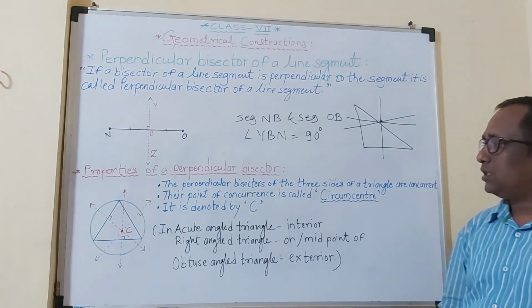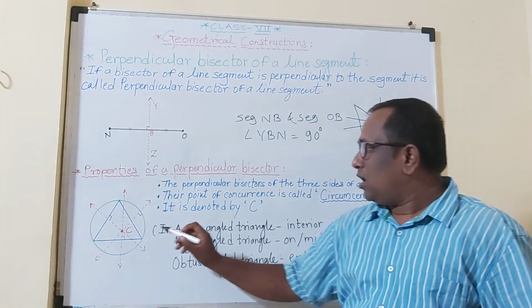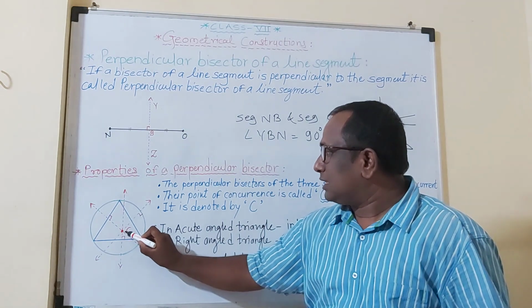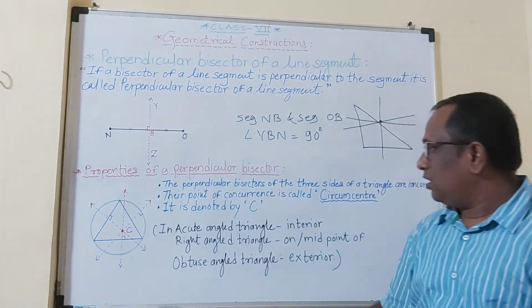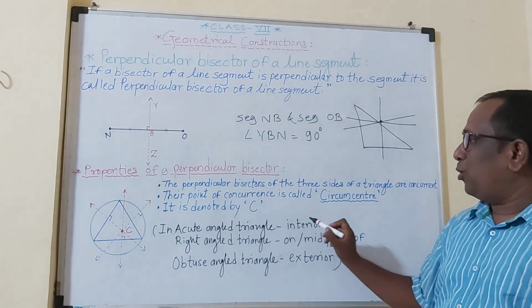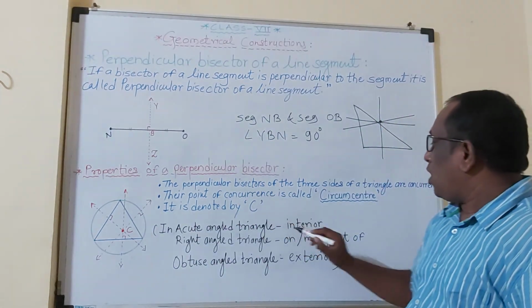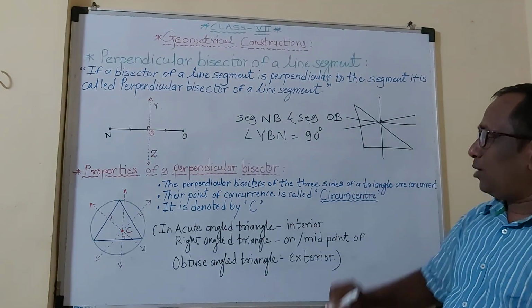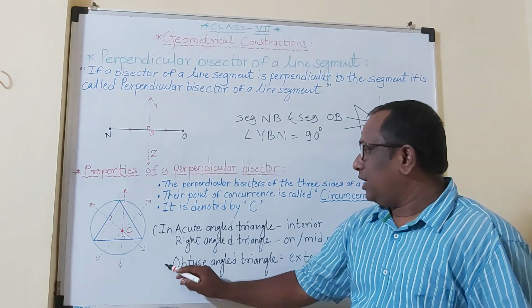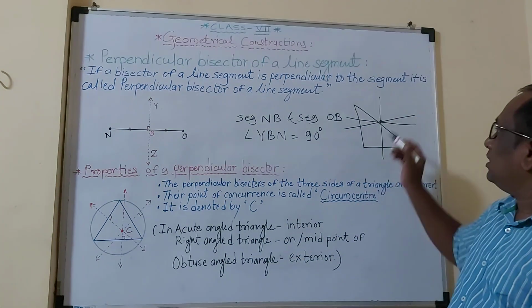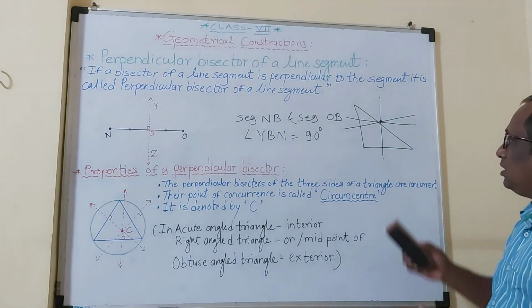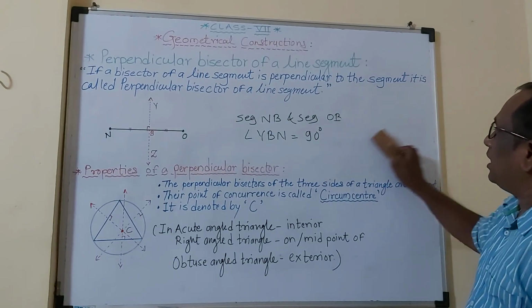That is the difference here. In an acute angle triangle, the point of concurrence is inside the triangle. In a right angle triangle, the point of concurrence is on the midpoint of the side of the triangle, and then in an obtuse angle triangle, it is on the exterior side of the triangle.